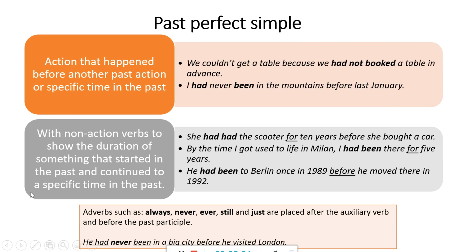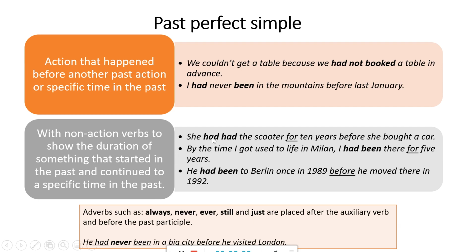And the second use of this tense, in this case, is very similar to present perfect simple with for and since. We use it with non-action verbs to show the duration of something that started in the past and continued up to a specific time in the past, right? Let's have one quick look at one of the examples here.